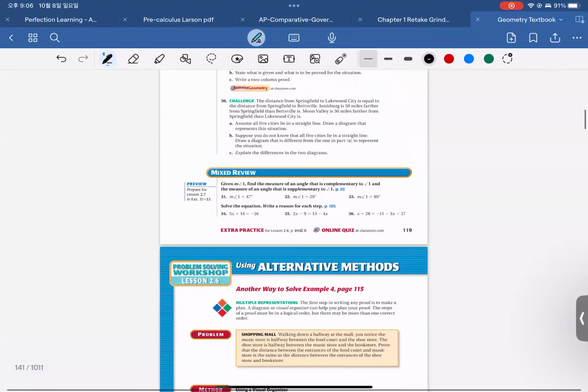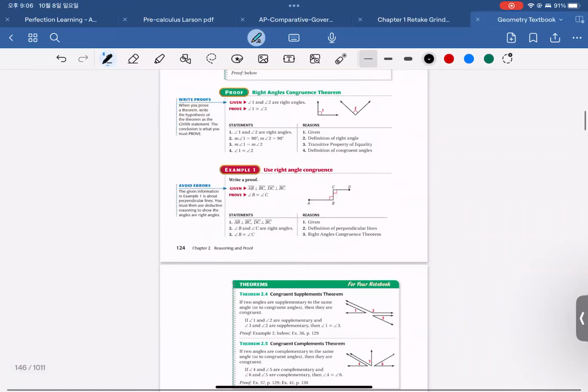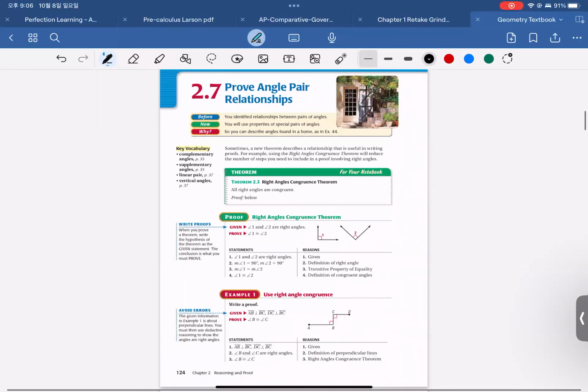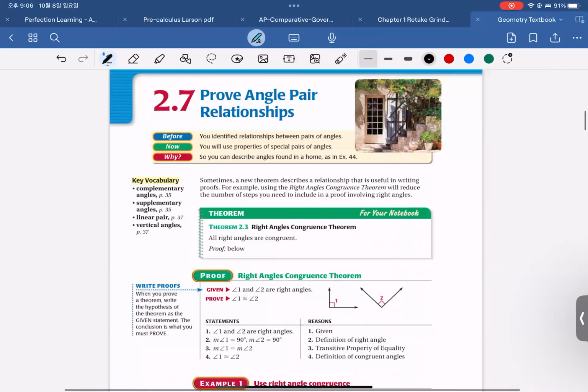And I think that's it. So great job so far. And now let's go to our last section, proving angle pair relationships.